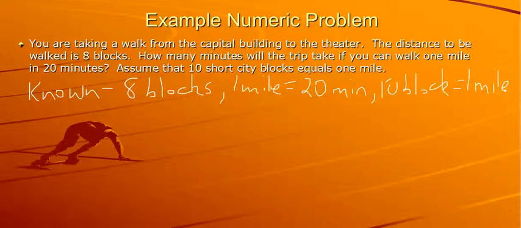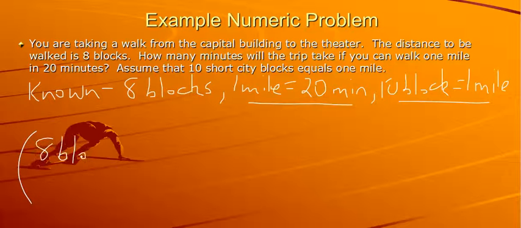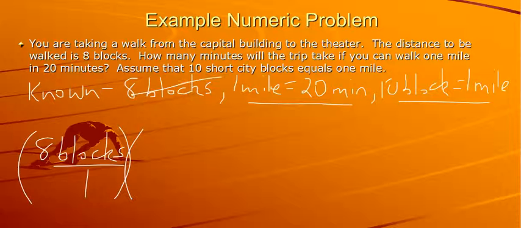Whenever I'm starting a problem, I really don't want to start with an equality. I would rather start with just a number. So I'm going to start with 8 blocks. I'm going to put it over the quantity 1 to show it's in the numerator. I want to get to minutes. That's what I'm looking for. The way to cancel blocks is a conversion factor. I know there are 10 blocks in 1 mile. In order to cancel blocks, the unit has to go in the denominator in the next step.